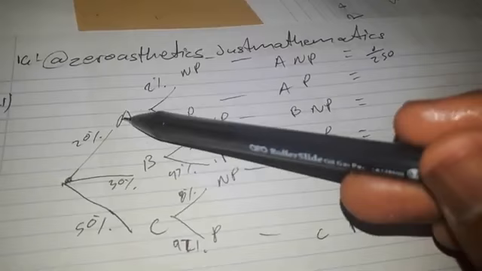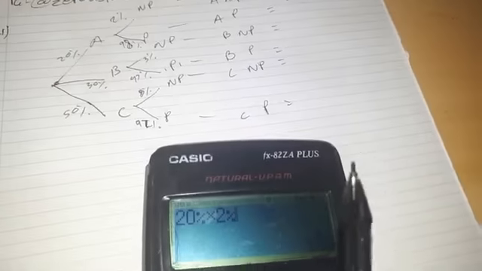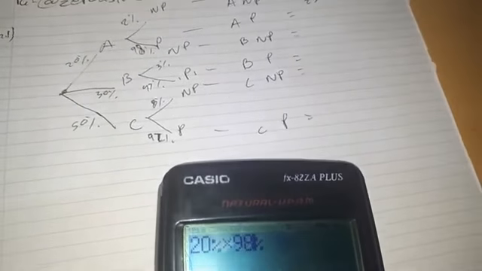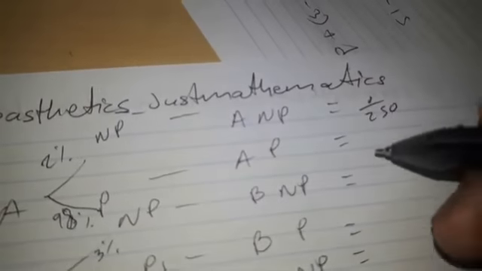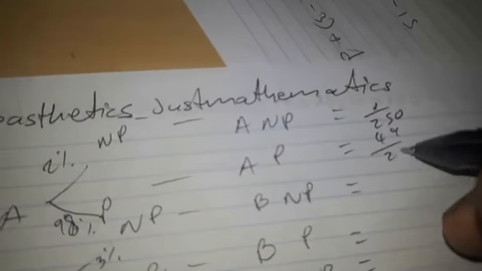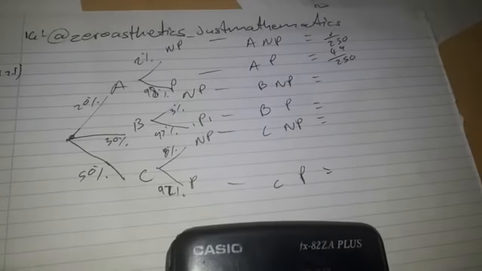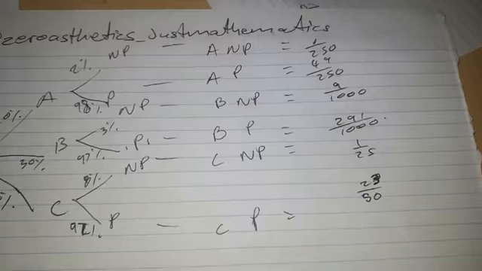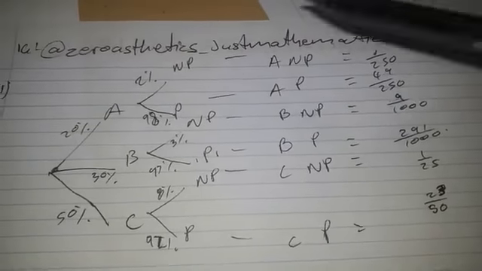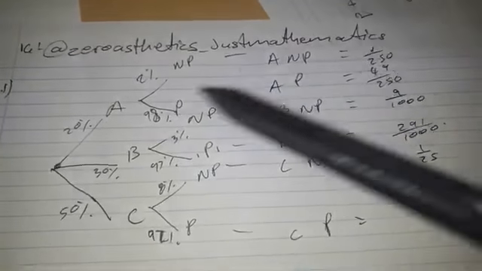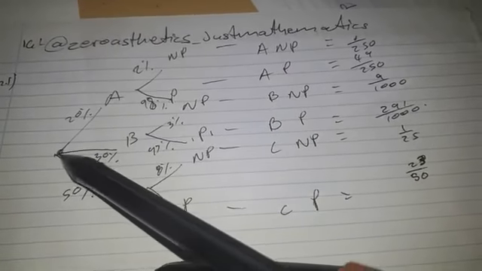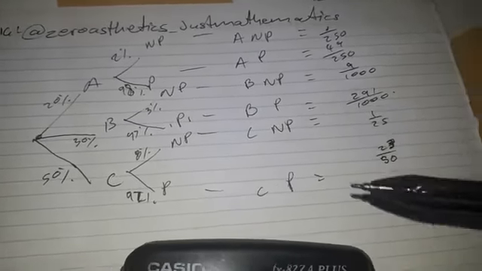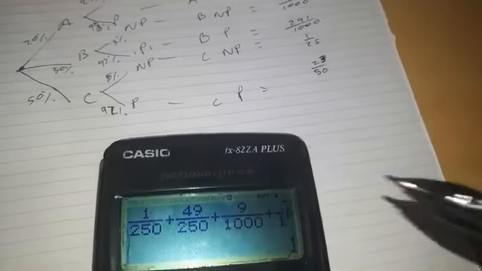And then I'm just going to do the same for every one of them. Like here, 20% times 98%, that's like 49 over 250. And let me just do that for the others. There we go. Now the big idea is all these figures: we're just saying this times that gave us this. Now all these values have to add up to 1.